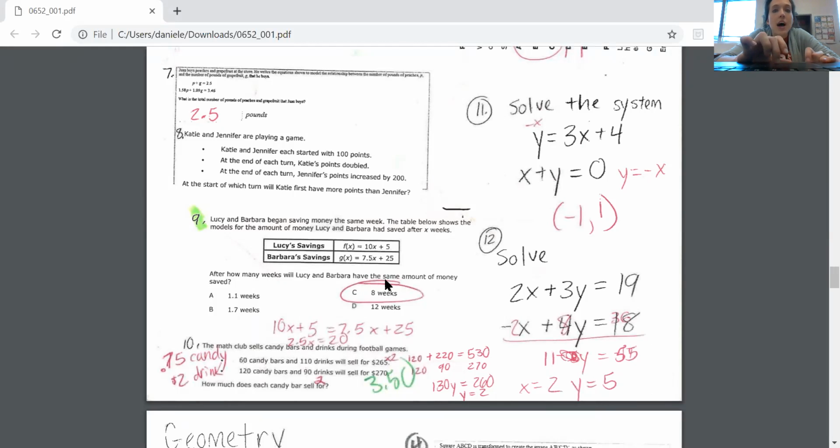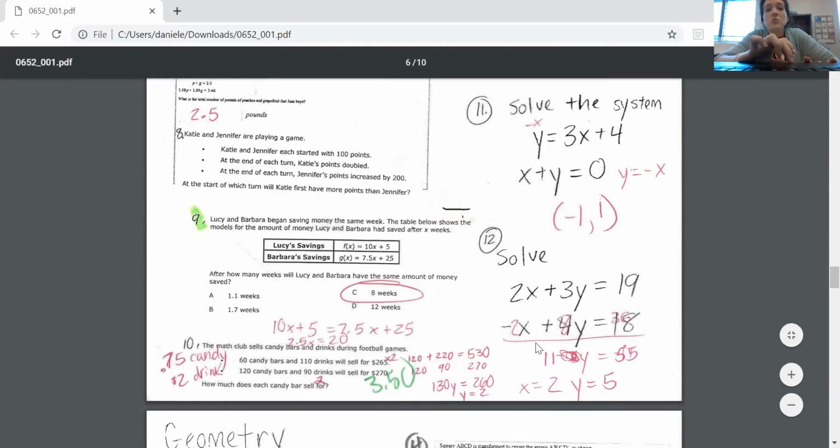Okay. Number 9, if you want to know when these are going to be the same, just set them equal to each other, graph them, and see where they cross. It's going to be at 8 weeks. 11 and 12, you just need some way, somehow to solve your systems, guys. This one I'd probably put y equals, graph them and see where they cross.